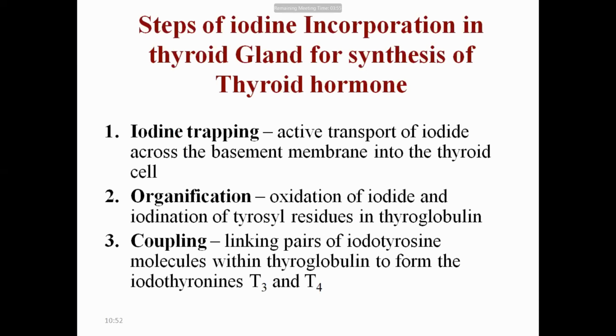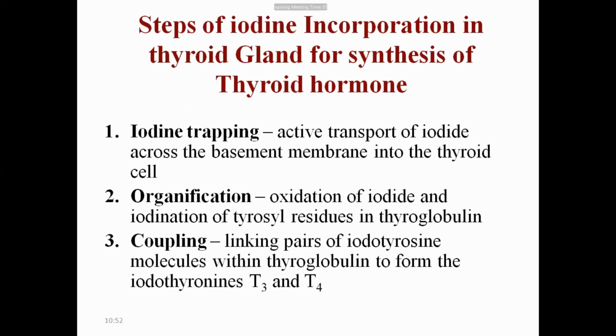So after the uptake of iodine by the thyroid cell, this iodine is oxidized so that it becomes active iodide, and this active iodide is finally bound with the phenyl ring of the tyrosine residues present in thyroglobulin, which is called organification. So organification means the iodination of tyrosine residues of thyroglobulin.